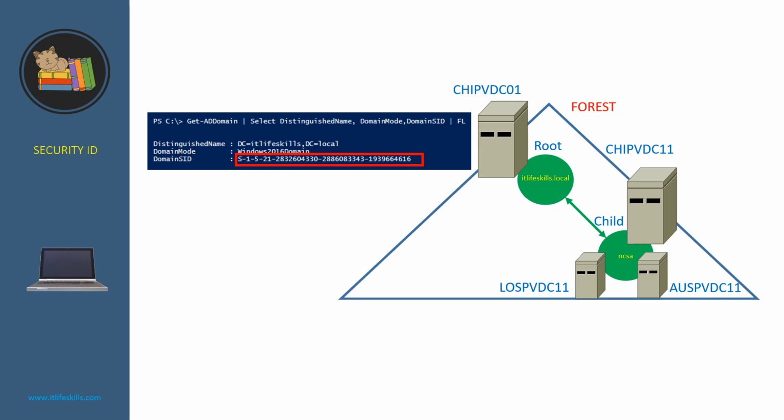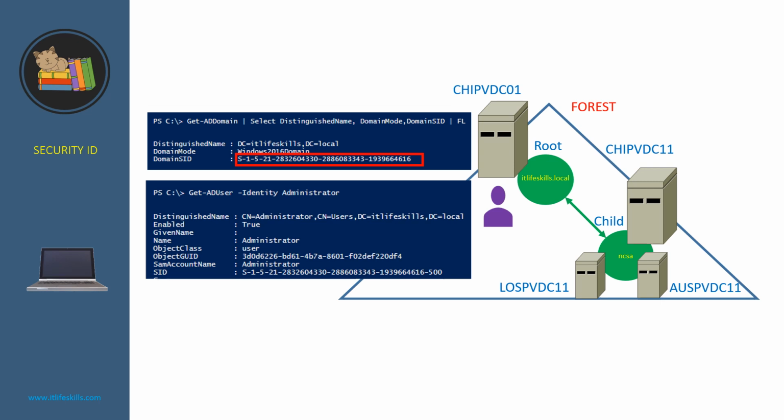For example, we create a new user in the root domain, and we can easily find the security ID of the user by using this command, and here is the security ID. As you can see, the security ID consists of two components: the domain security ID to identify its domain, and the relative ID that is unique in the domain.